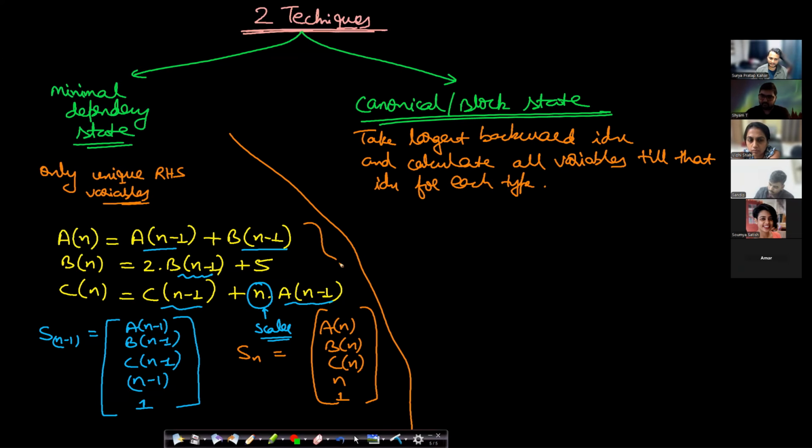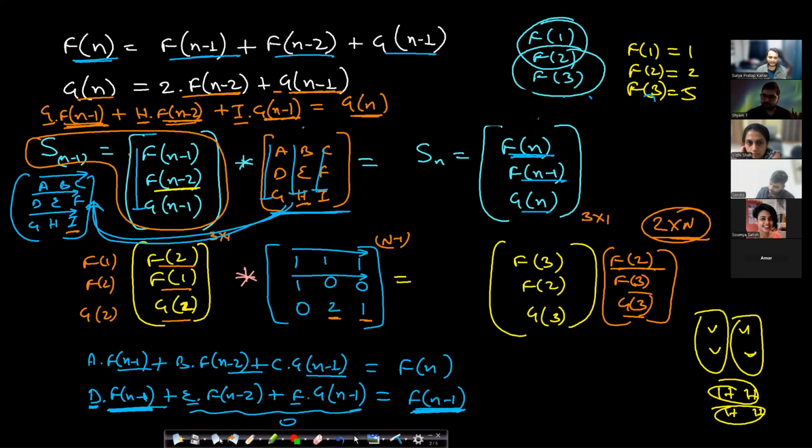Okay, let me again come back here. It means: what is the largest backward step? If n minus 1 is the most recent one in all of these RHS, then what is the most backward? The most backward is also n minus 1 in this case, because everything is n minus 1, n minus 1, n minus 1. But let me go back here and try to write this one.